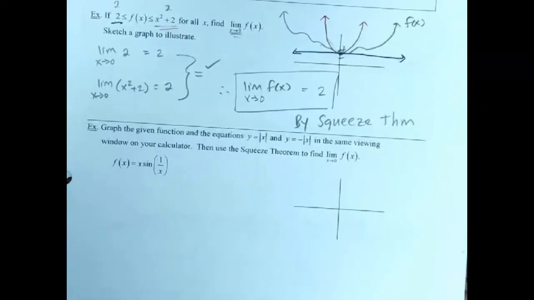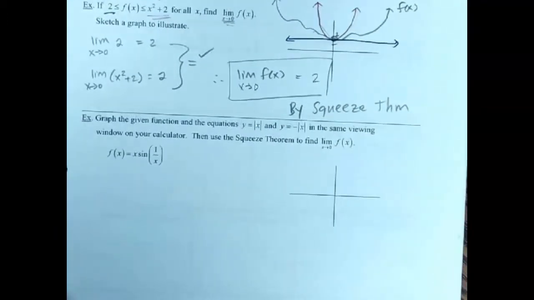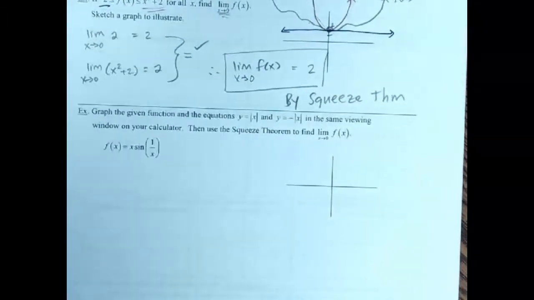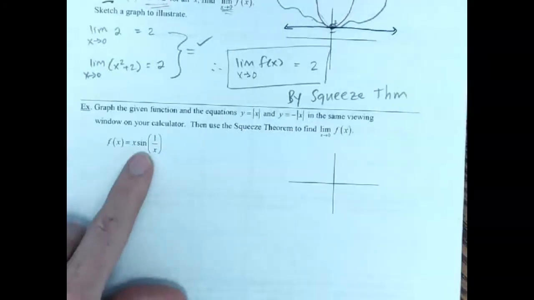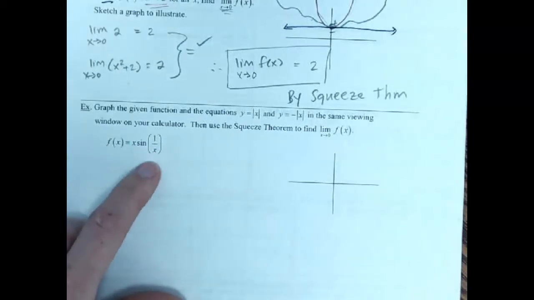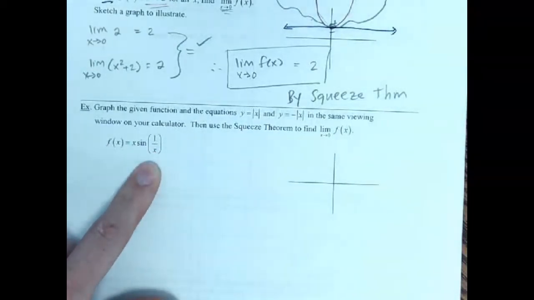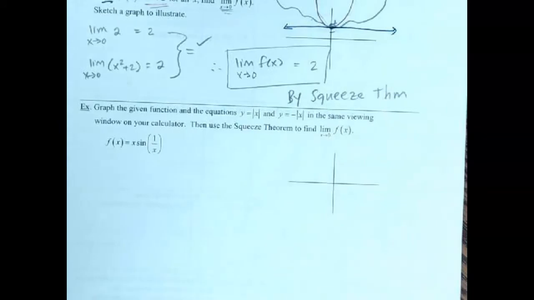Here we go. Graph the given function and the equation absolute value of x and negative absolute value of x in the same viewing window on your calculator, and then use squeeze theorem to find the limit of the function f. Now, I don't think you guys should know what that graph looks like, right? It's a very weird little graph. I would not expect you to know what it looks like, nor going forward am I going to need you to know what it looks like.